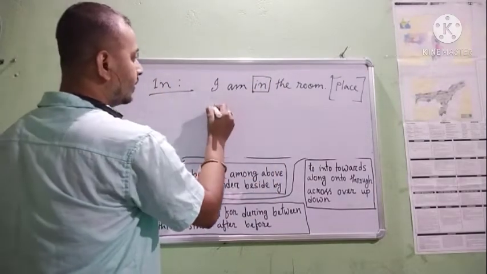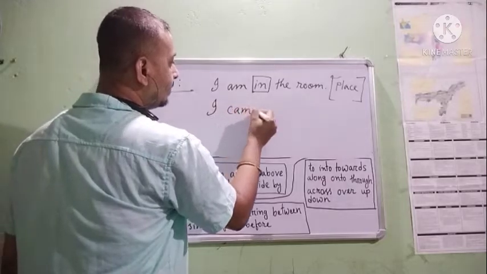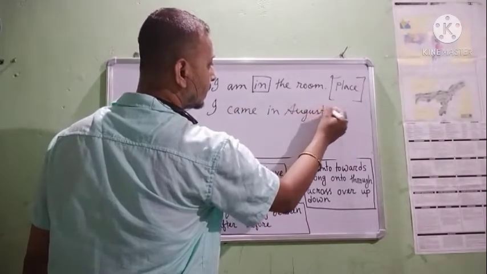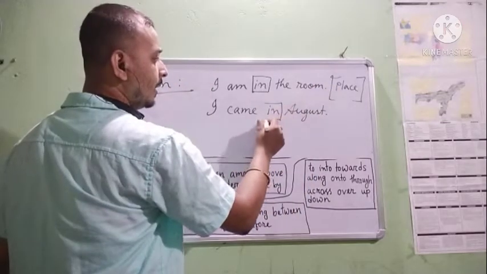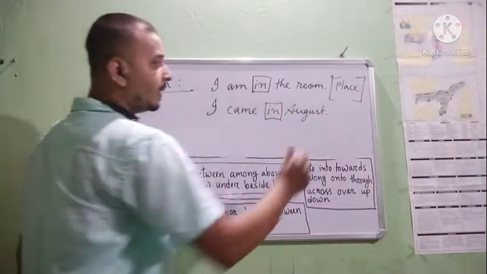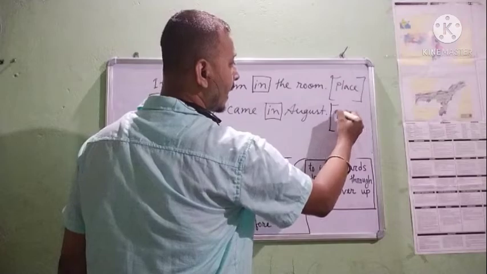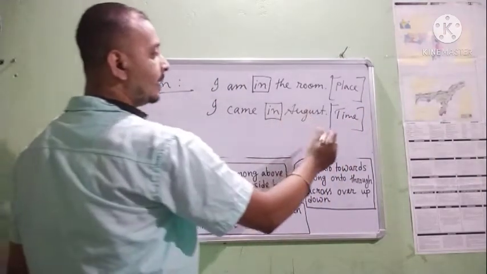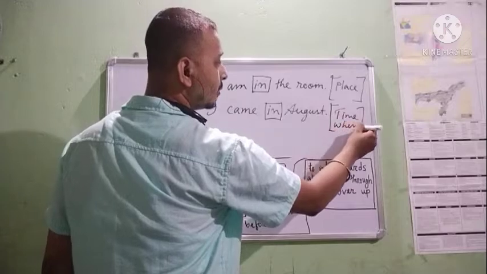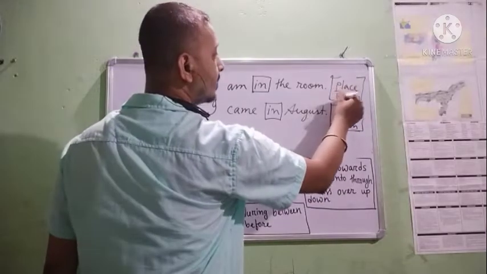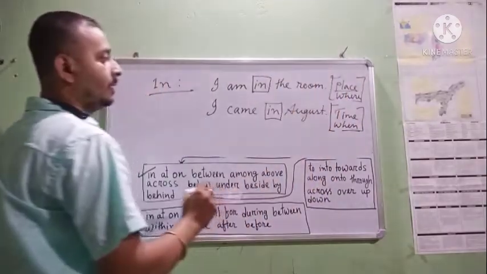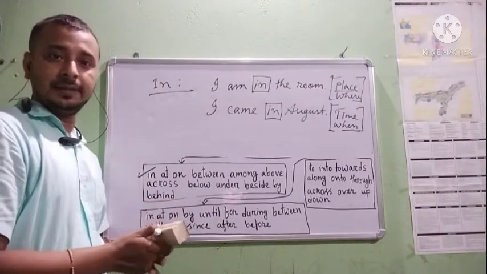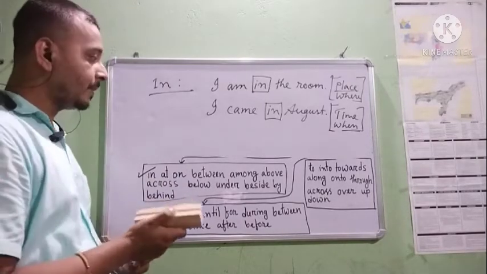But I came in August. When I say I came in August, same preposition, but this time it means time. When I came? August. So in this sentence, it answers the question when. So I told you other three prepositions also, you will try your best to make sentences.